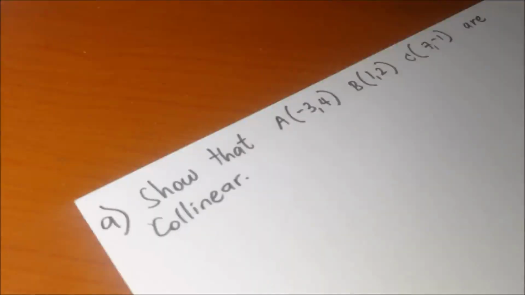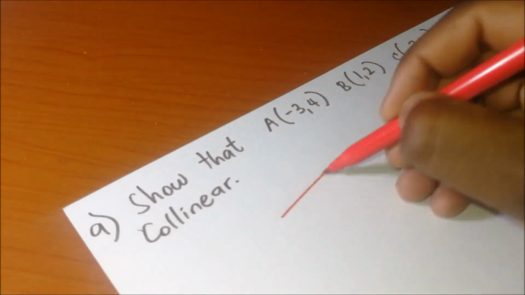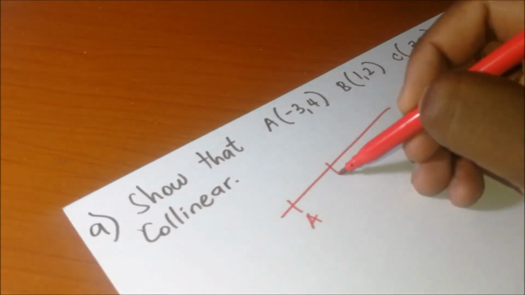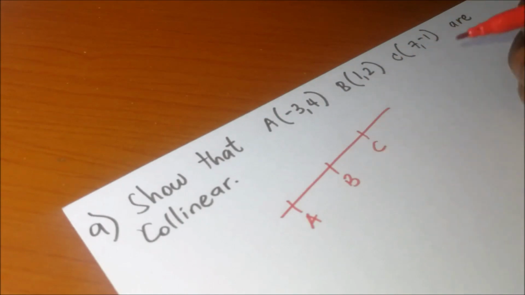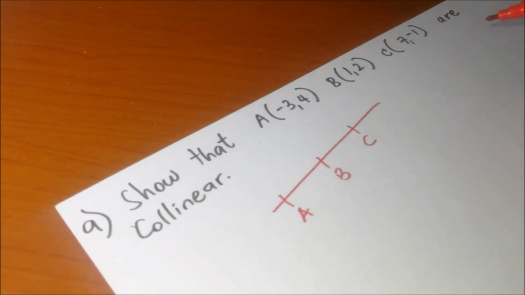So let's look at this example. It helps us to see how we show that certain points are collinear. The question here says that A, B, and C are collinear. So it's like here, we have point A, we have point B, we have point C. They are collinear and we are being required to show that they are collinear.